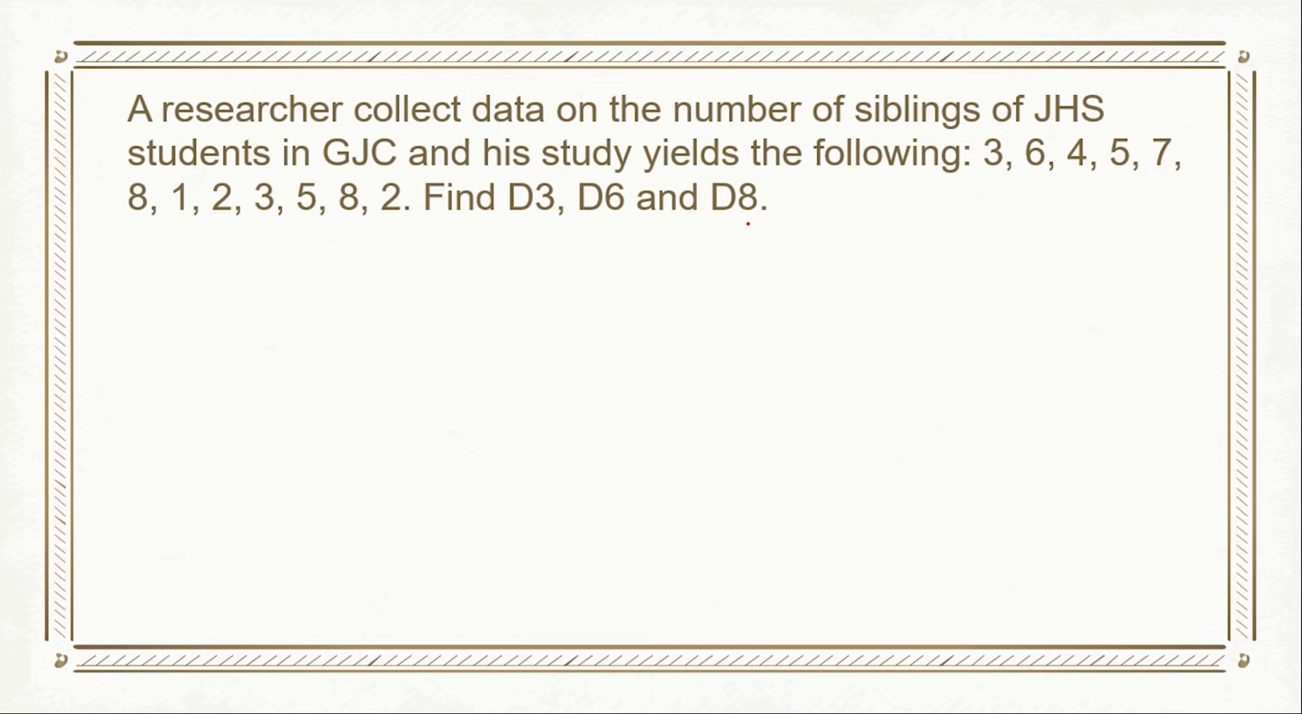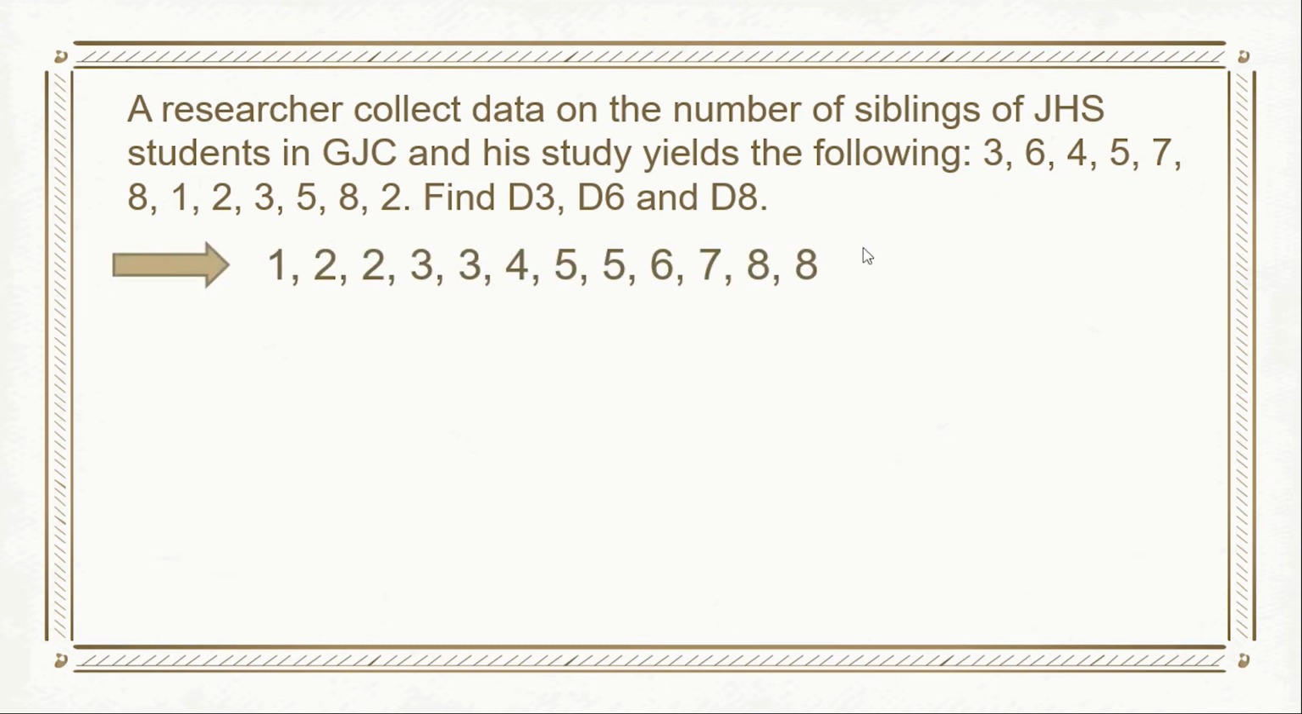So in here class, we are dealing with deciles. Okay, so first let's arrange the values in ascending order. We have 1, 2, 2, 3, 3, 4, 5, 5, 6, 7, 8, and 8. So the value of our n here is, what is the total number of data? We have 12. Therefore, the value of our n here is equal to 12. Okay, so let's use the formula in solving deciles. First, let's find decile 3.